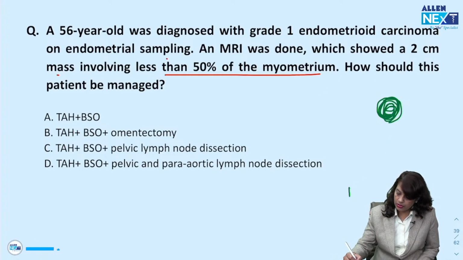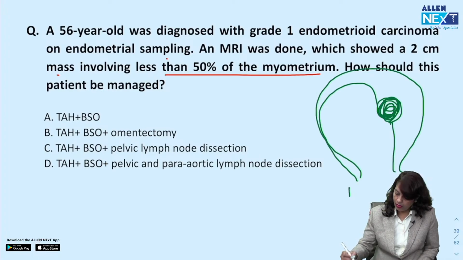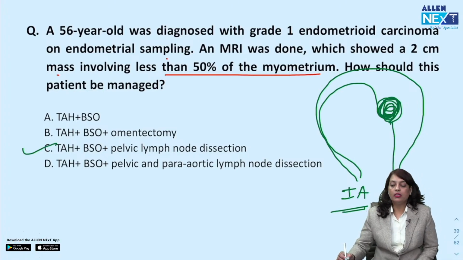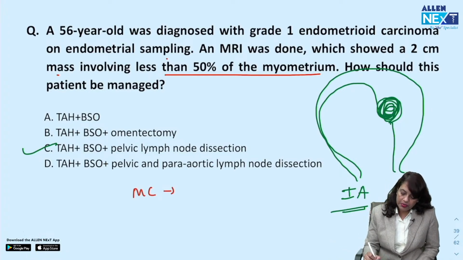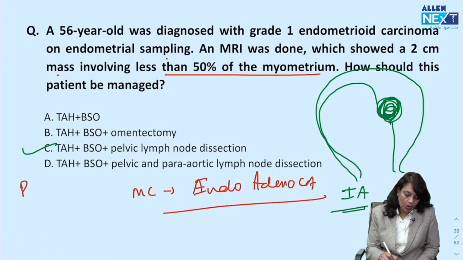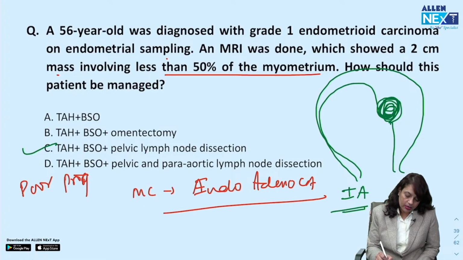This is stage 1A. So treatment for this is total abdominal hysterectomy with bilateral salpingo-oophorectomy and removal of the lymph nodes. Yes, MRI is important, because if it is a clear cell carcinoma... the most common type of endometrial cancer is endometrioid adenocarcinoma, where prognosis is a little bit better.